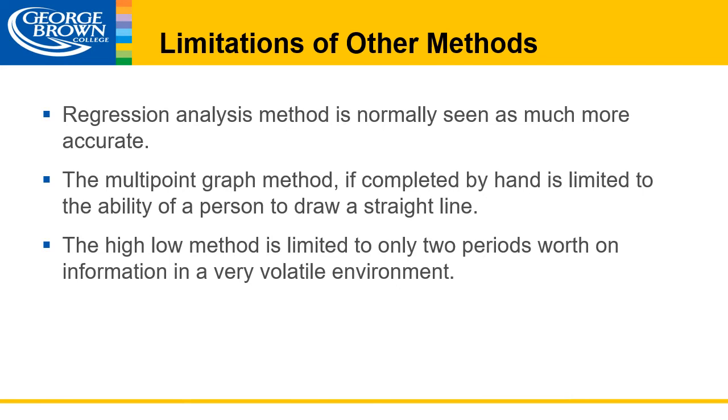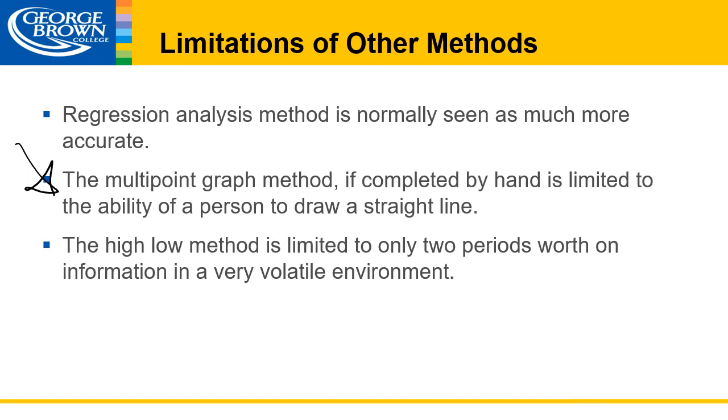So there are limitations to the methods that I've gone over. For example, the multi-point graph method is kind of limited to your ability to draw a straight line, and it doesn't necessarily estimate the perfect linear relationship in the data set. It's just calculated by a straight trend line, and many data points may exist outside of that trend line, making it not very accurate.